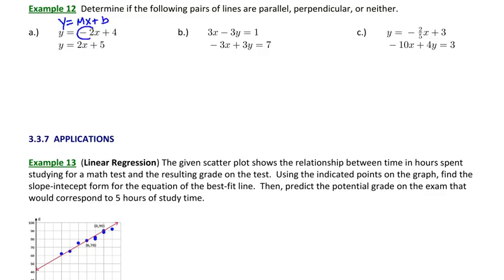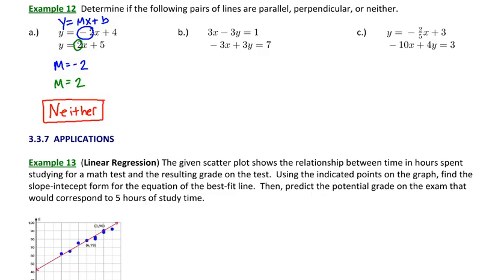So the slope of our first line here is -2, and the slope of our second line, remember it's the coefficient of x, is +2. So they are opposite in sign, but they are not reciprocals. For that reason, they are not perpendicular. Also, because they're not identical, we can rule out them being parallel as well. So in this case, we could say that those two lines are neither parallel nor perpendicular.